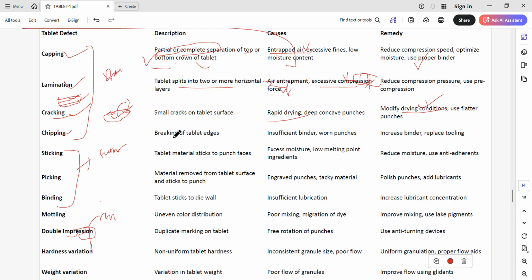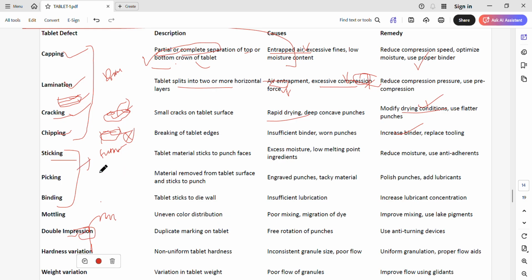Then chipping, which is the breakage of the edges of the tablet. Why do the edges break down? Due to insufficient binder here also. So increase the binder.